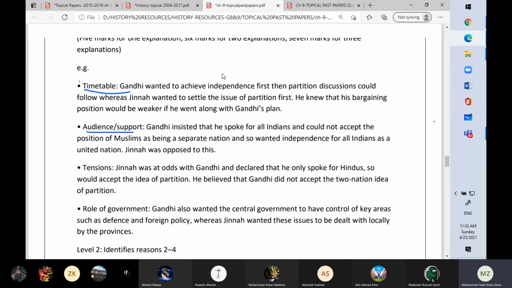The first is independence versus partition, right? Is this point clear? Yes, sir. The second is Gandhi insisted to be speaking for all Indians. But Quaid-e-Azam did not accept, and he reminded him that he speaks for Hindus or Congress only, and that Muslims are a separate nation. Next 2 points, who will read?